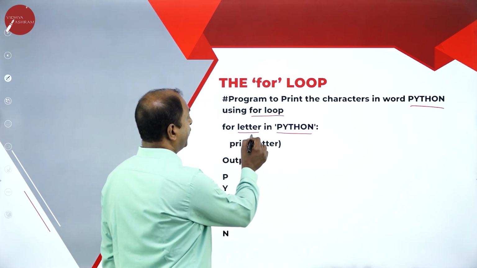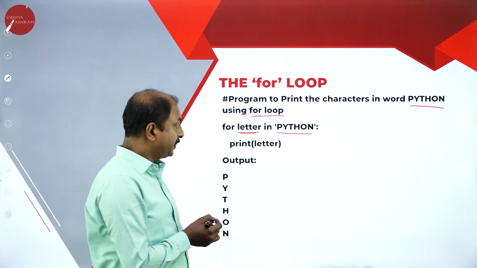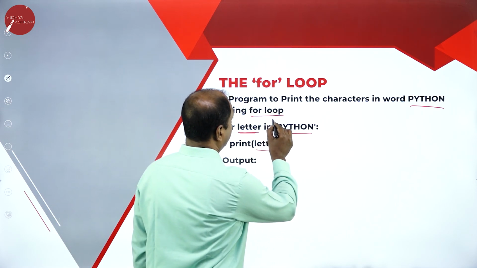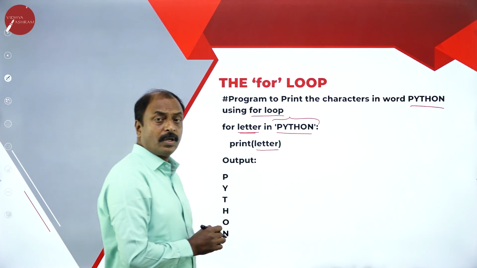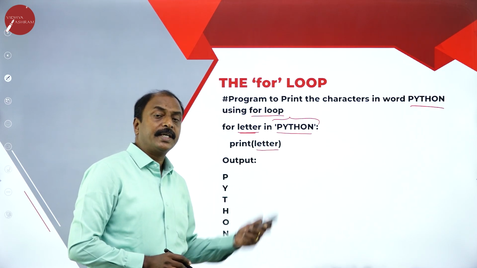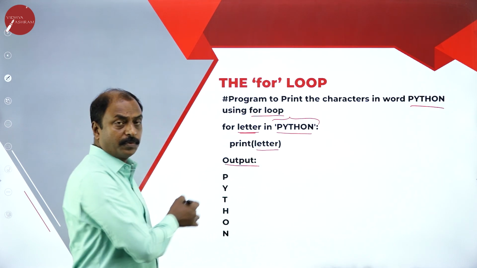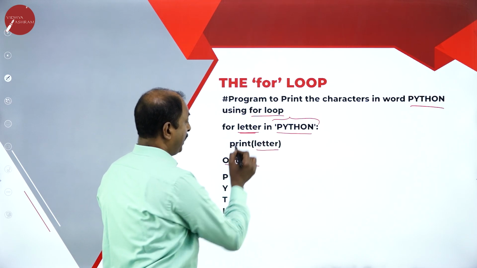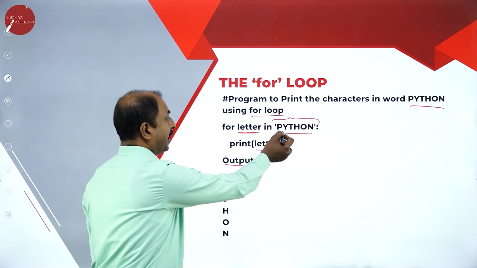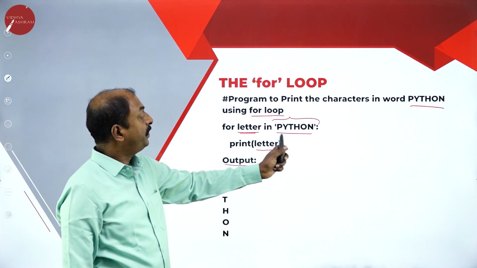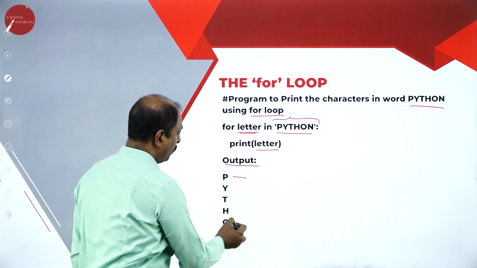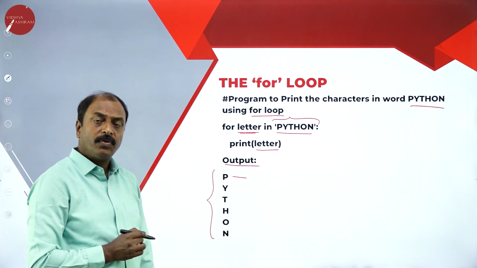In this example, for letter in Python, letter is nothing but the variable. So you say print letter. As per the syntax, this is the given string, and this is the range. Accordingly, it prints all the characters one by one, and every time it checks the condition. The output of the program would be: in the range, the first letter is P, so it prints P. Then again it checks whether the string is exhausted or not. If it is not exhausted, it prints the next character Y, the next one T, H, O, N. So it prints like this with the help of the for loop.